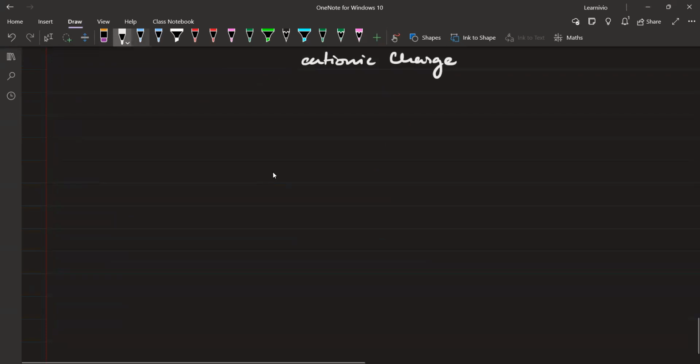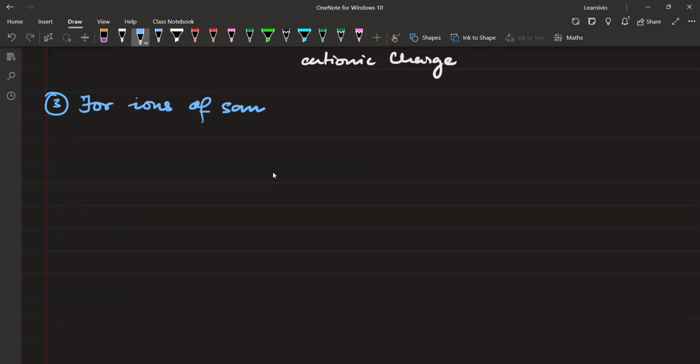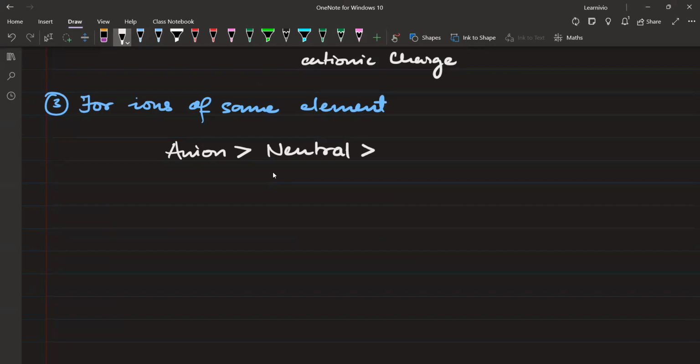इस स्पेस में लिख लीजिएगा. For ions of the same element, जो कि हमने पहले भी लिखा था. For ions of the same element, anion की साइज ज्यादा होगी, न्यूट्रल की साइज उसके बाद, neutral will be smaller than anion, and the smallest will be cation.